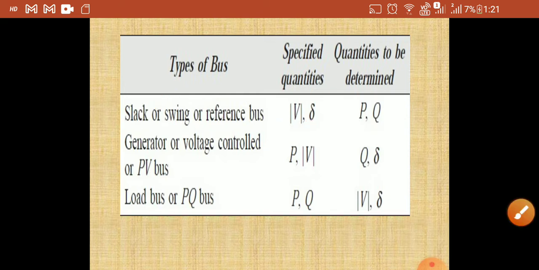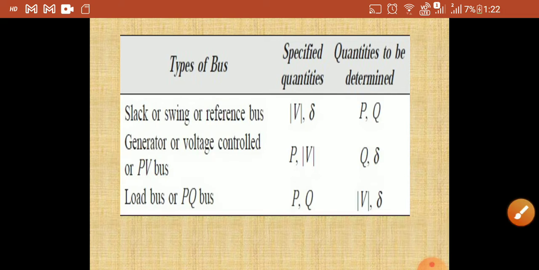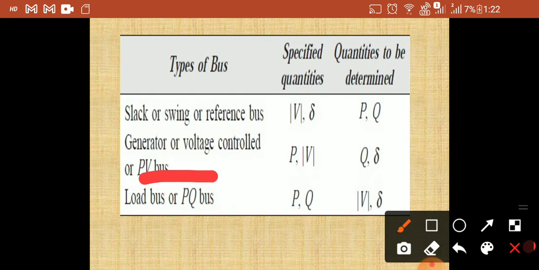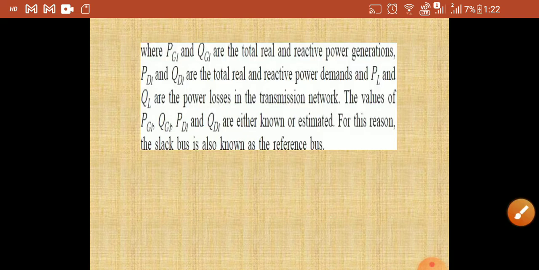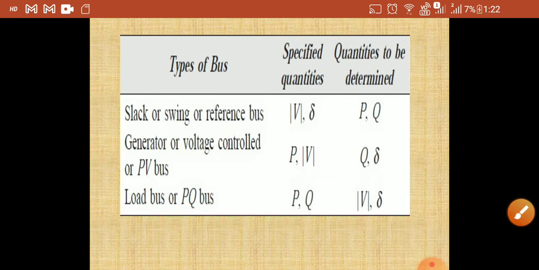In the generator bus, voltage control, PV bus, P and V are specified, and Q and δ we have to obtain. This is otherwise called the PV bus. Then the load bus is otherwise called the PQ bus. Here P and Q values are specified, and we have to determine V and δ.